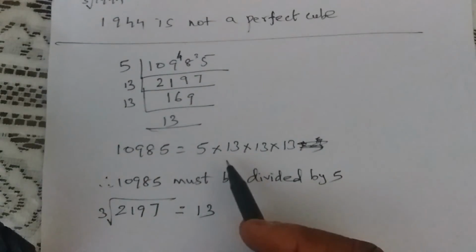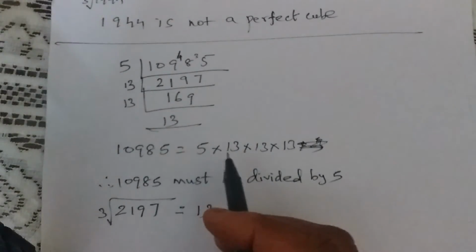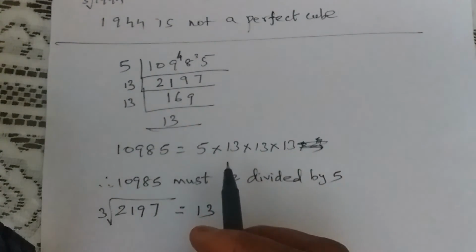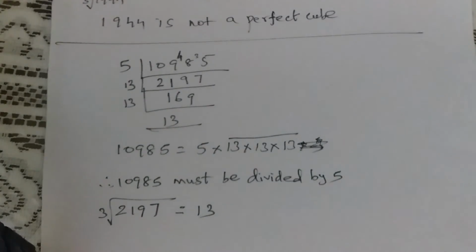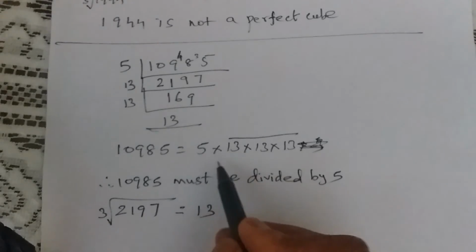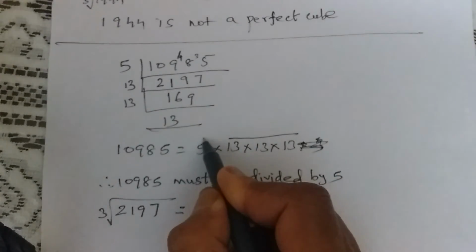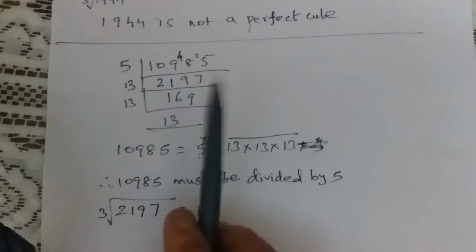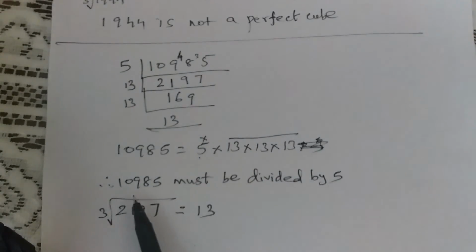So now write all the factors: 5 into 13 into 13 into 13. What is cube root? For every 3 same factors, we have to select one factor. For these 3 13s, we can take one 13. And the question is, what number has to be divided? That means what is the extra number? This 5 should not be there for us. For 3 13s, we can take 1 13 so that it becomes a perfect cube. Therefore, 10,985 must be divided by this extra factor 5.